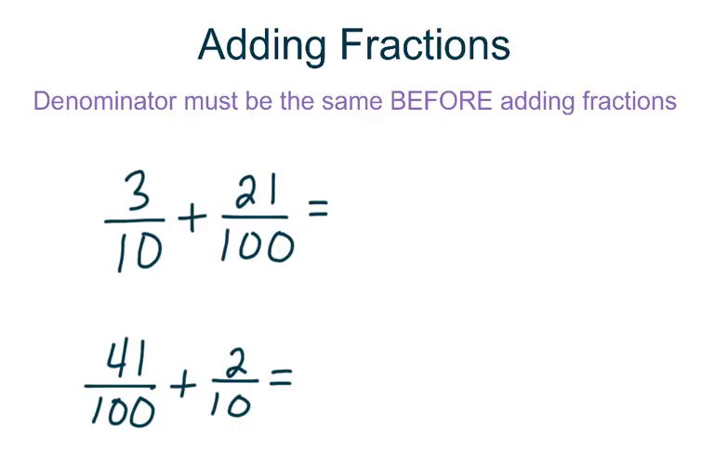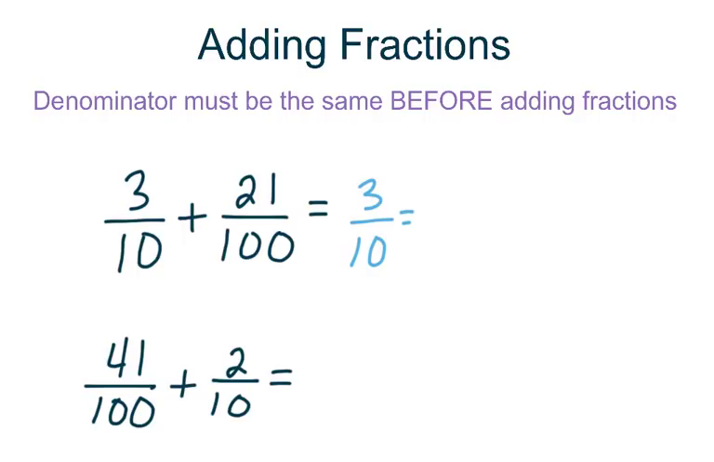So let's take a look at the first problem. We have 3 tenths plus 21 hundredths. Now we notice that tenths and hundredths are not the same. We look at 21 hundredths and we can't go ahead and turn that into tenths because there's a 1 in the hundredths place and we can't just disappear that 1. So we're going to need to do something to our tenths. So we're going to look at 3 tenths and we need to turn 3 tenths into hundredths. So how do we take 3 tenths and turn it into hundredths is our question.